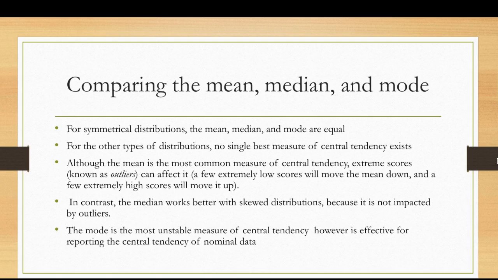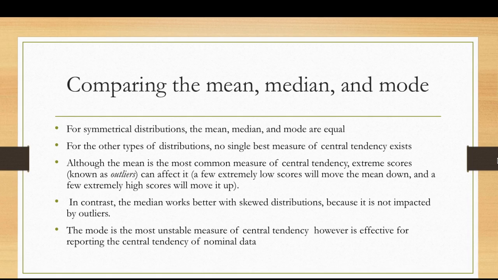Although the mean is the most common measure of central tendency, extreme scores, known as outliers, can affect it. A few extremely low scores will move the mean down, and a few extremely high scores will move the mean up, making it ill-suited for skewed distributions. In contrast, the median works better with skewed distributions because it is not impacted by outliers.